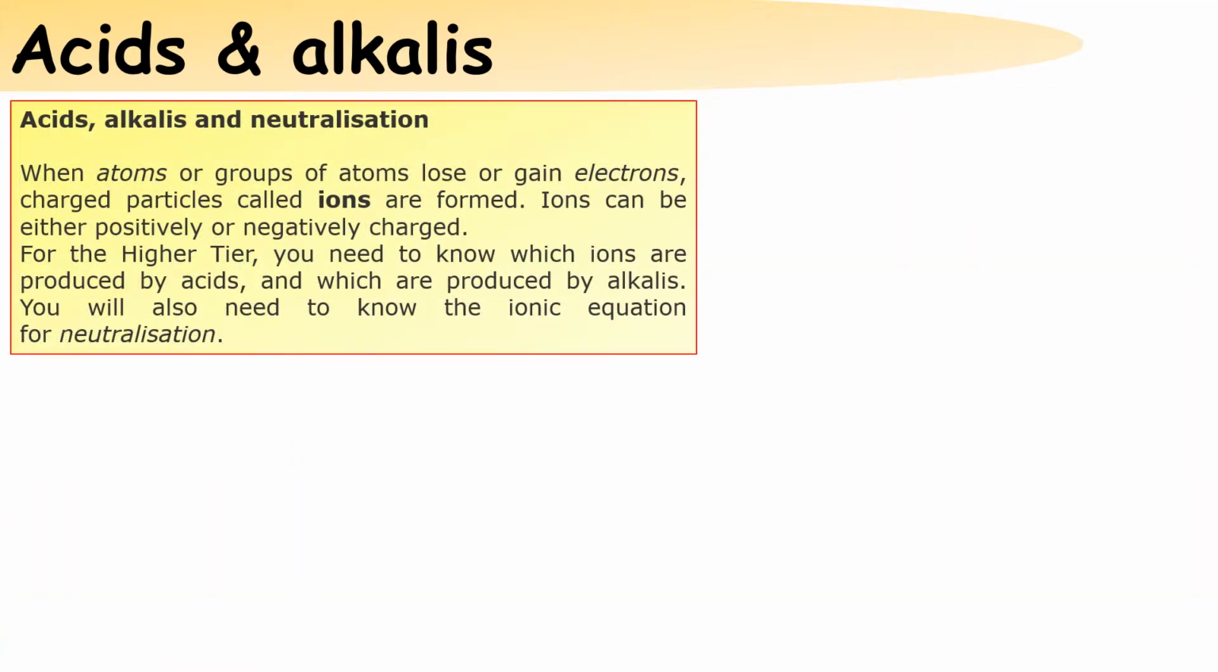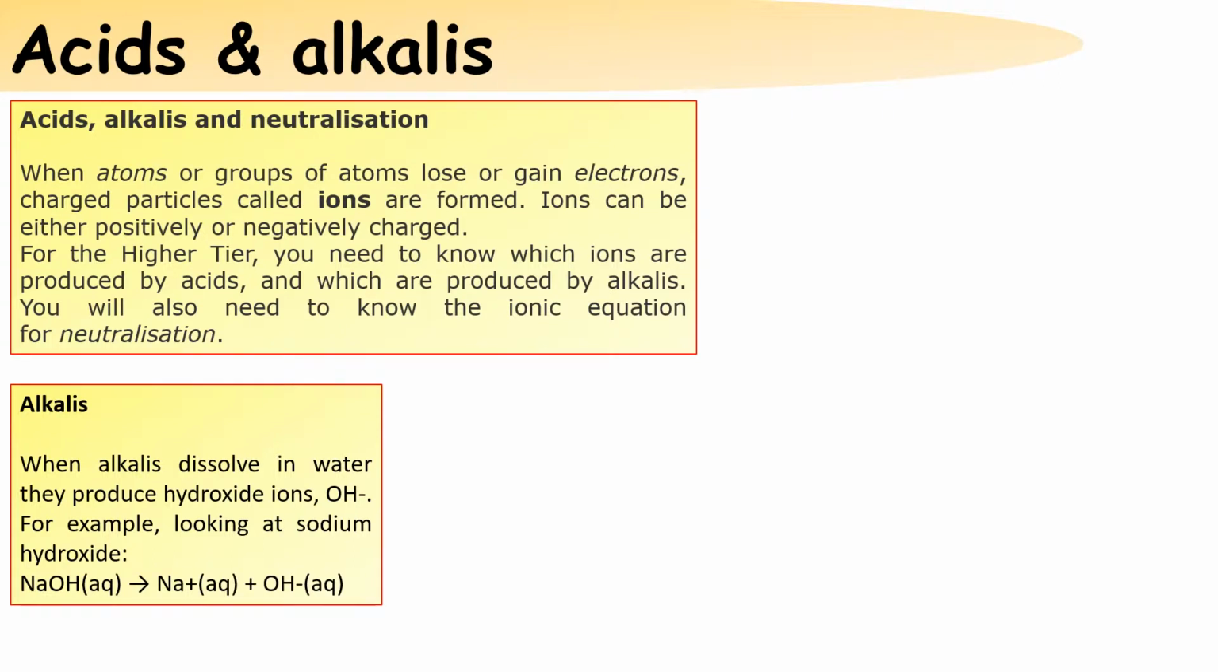When atoms or groups of atoms lose or gain electrons, charged particles called ions are formed. Ions can be either positively charged or negatively charged. You need to know which ions are produced by acids and which are produced by alkalis. You will also need to know the ionic equation for neutralization.